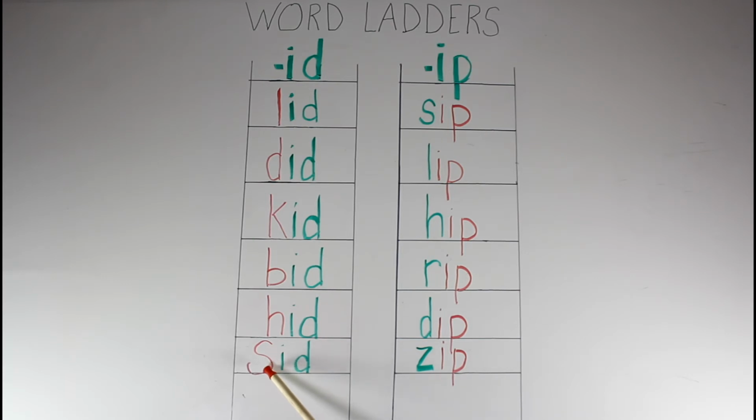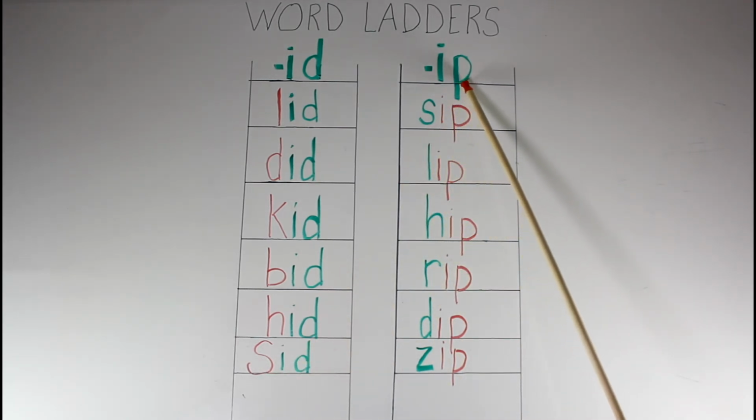Then we have S. And remember that the name of a person always gets a capital letter or uppercase. You can say capital or you can say uppercase. A name of a person always gets a capital letter or uppercase. So this is Sid.